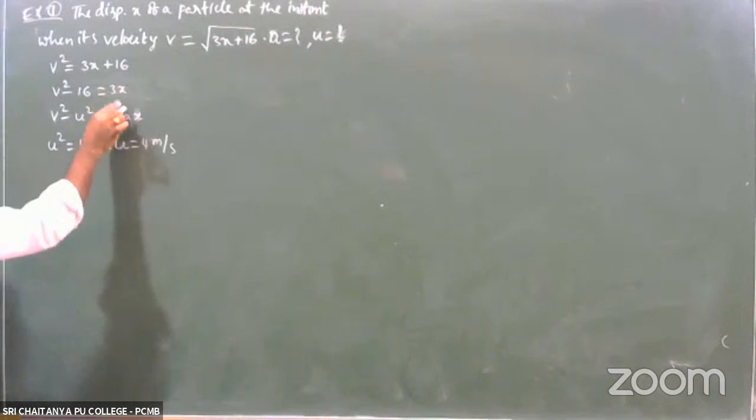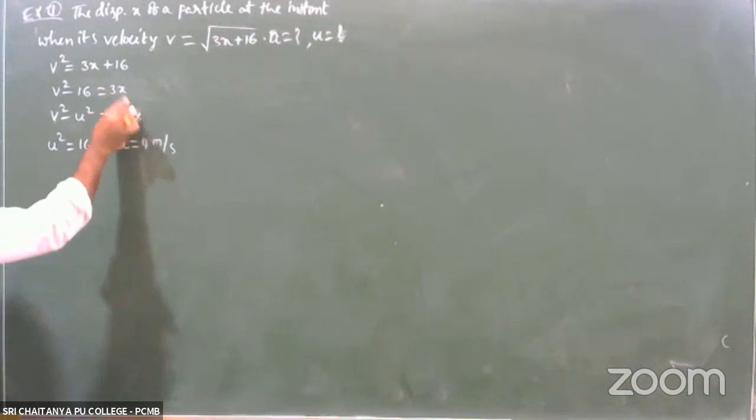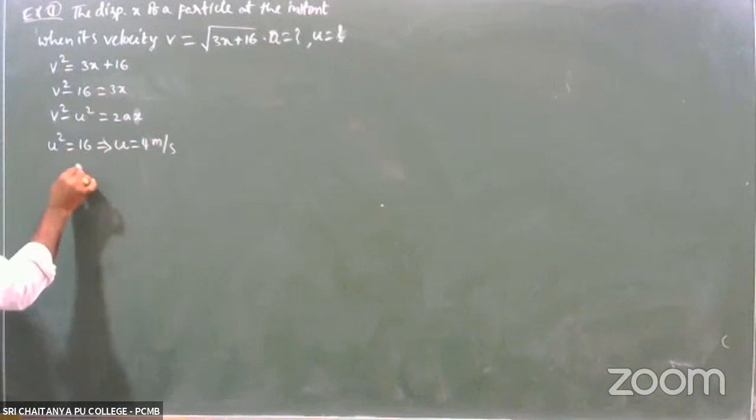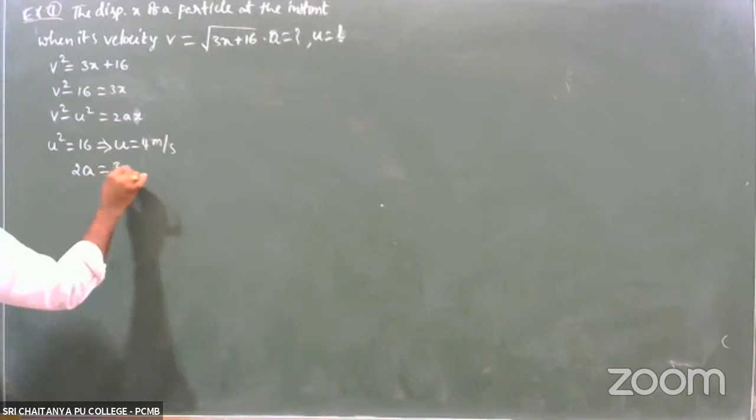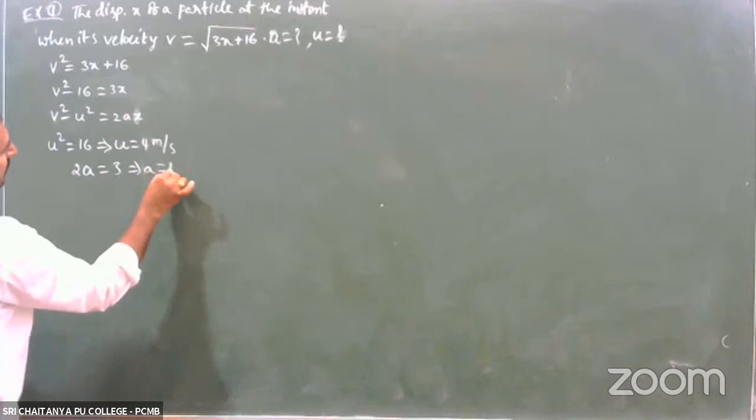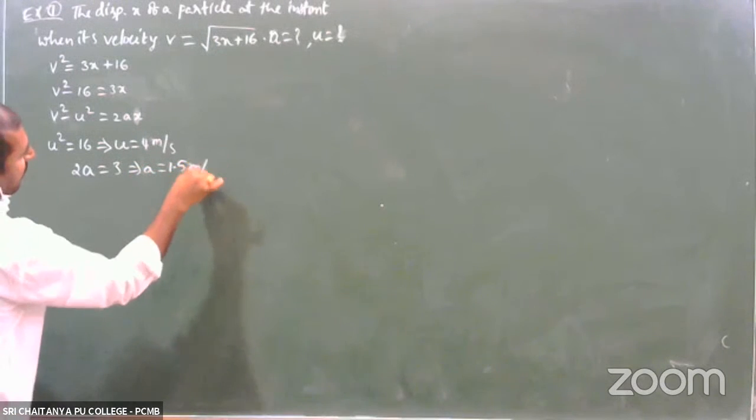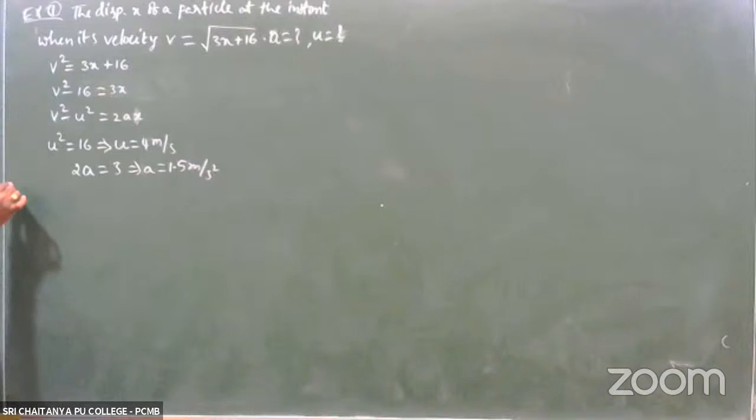Now compare the right side. 3x here, 2ax. Then 2a is equal to 3. This implies a is equal to 3 by 2, which means 1.5 meter per second square.